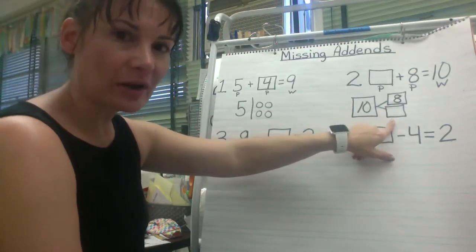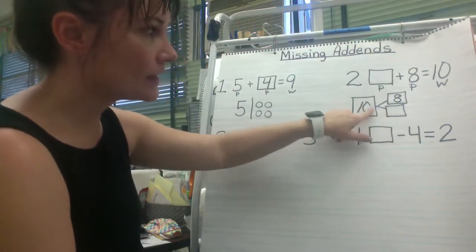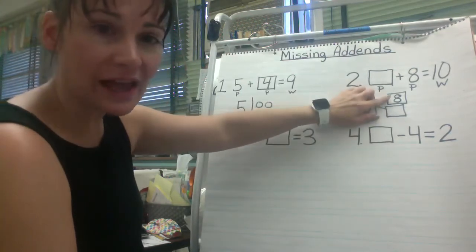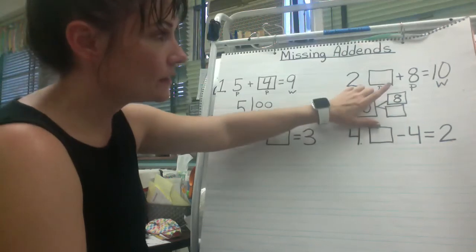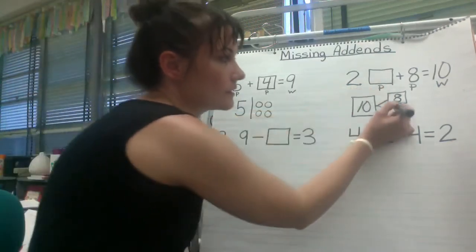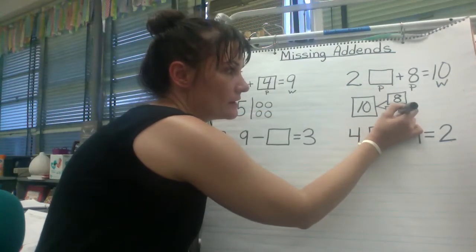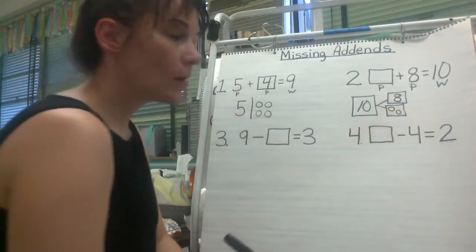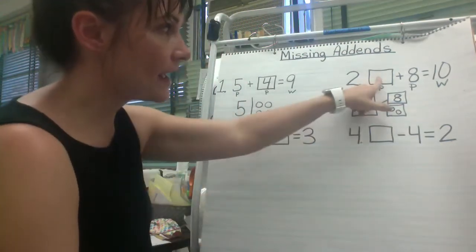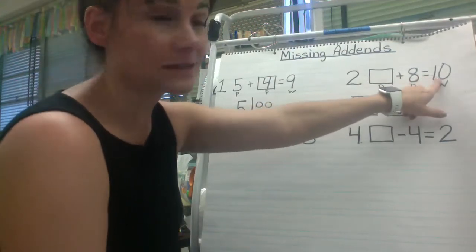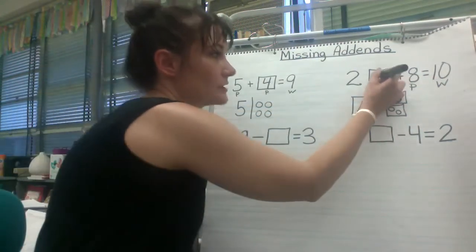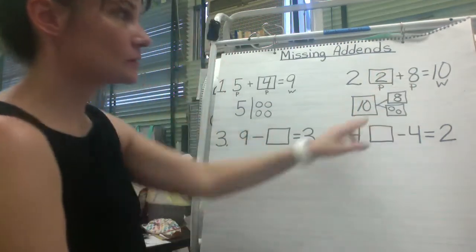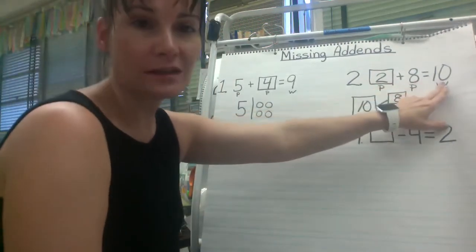So let's think about our strategy. I know I need 10, but I only have 8. So let's start at 8 and count on. 8, 9, 10. So how many do you have to add to the 8 to get to 10? That's right, 2. So 2 plus 8 equals 10.